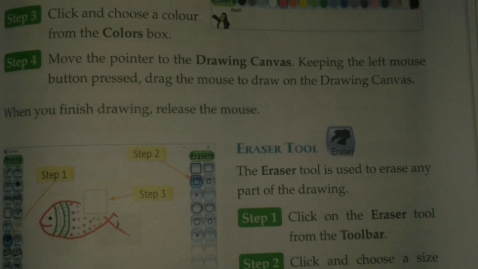So same as the paint tool, you have to select one eraser tool from the toolbox, then choose the size of the eraser from the selector. Then you have to move the pointer to the drawing canvas, keep the left mouse button pressed, and drag the mouse pointer over the part where you have to erase. Then after finishing the erase, you have to release the mouse.